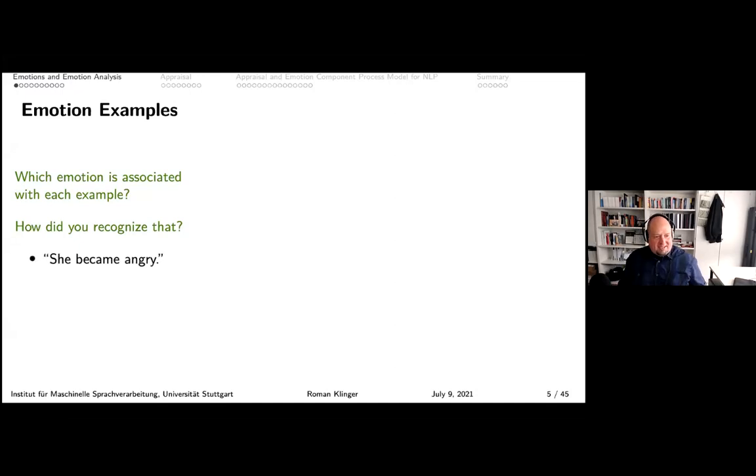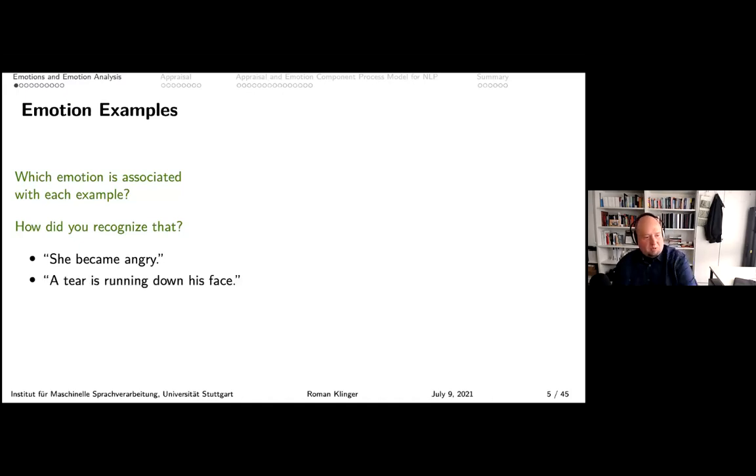So what about this sentence here? I can see the chat. You can answer in the chat. So which emotion is associated to this instance here? She became angry. Yes. So many of you answer anger. That wasn't too difficult. Some of you already also mentioned that it's explicit in the text, and I agree. There's just the word angry in there, and it's pretty simple to recognize that this is about anger.